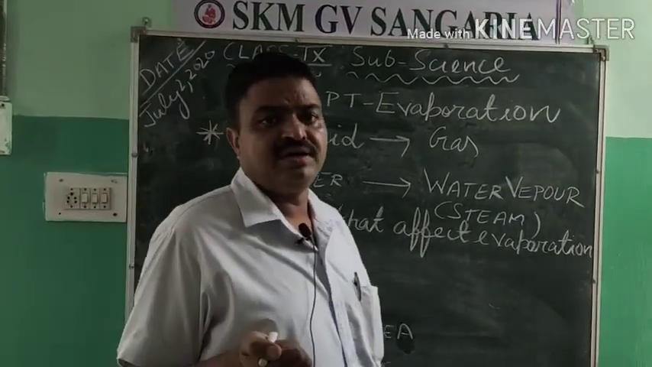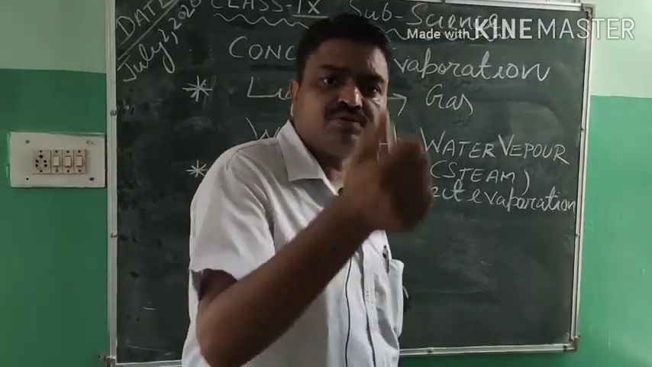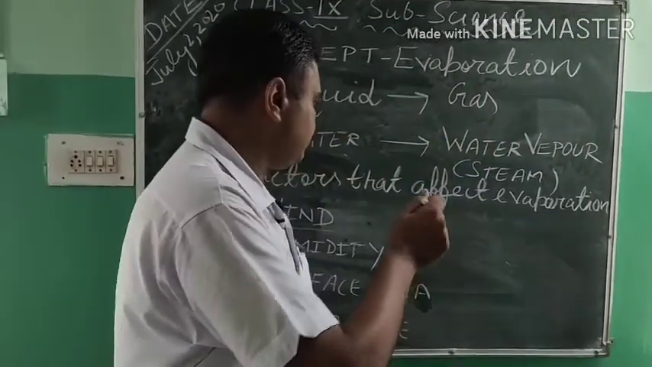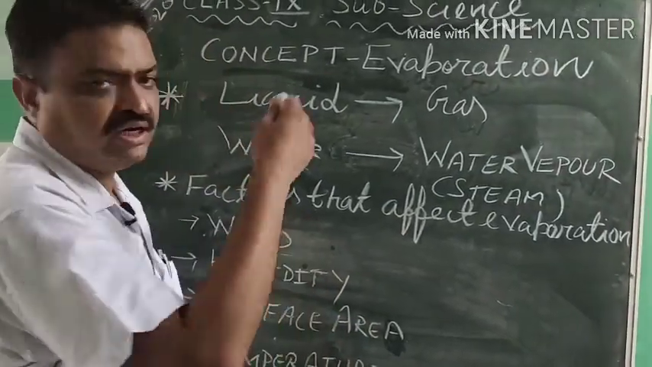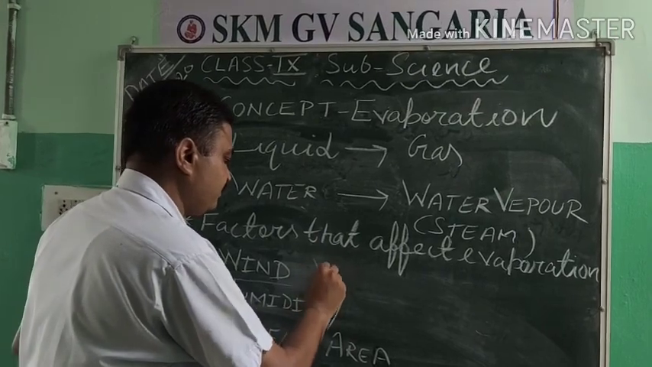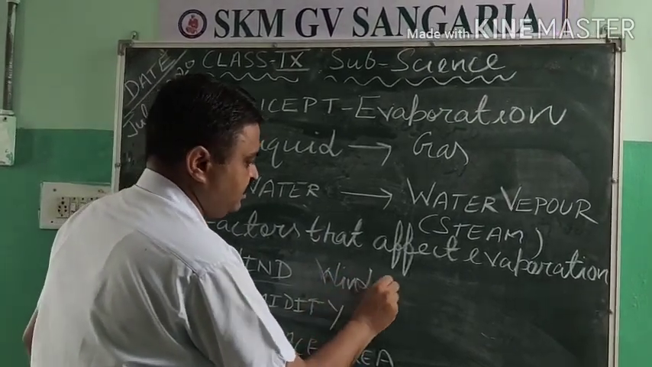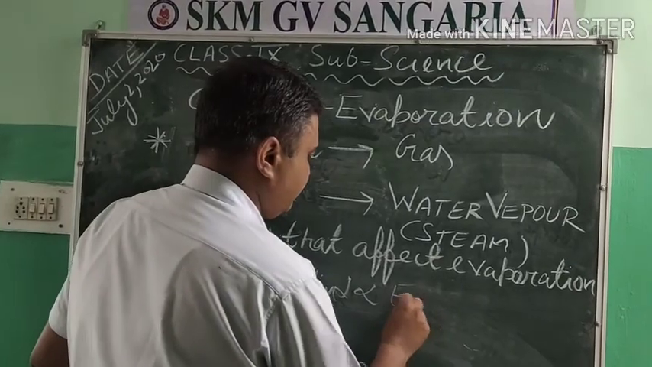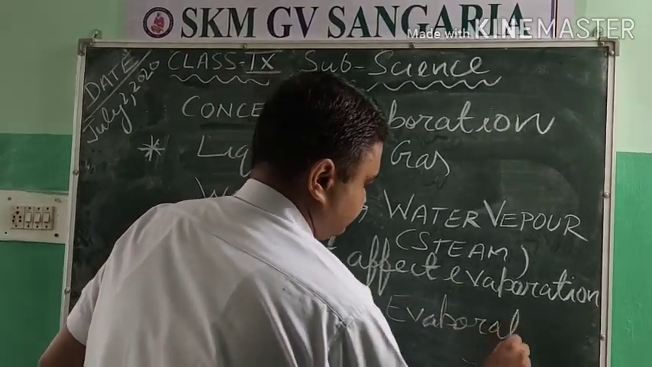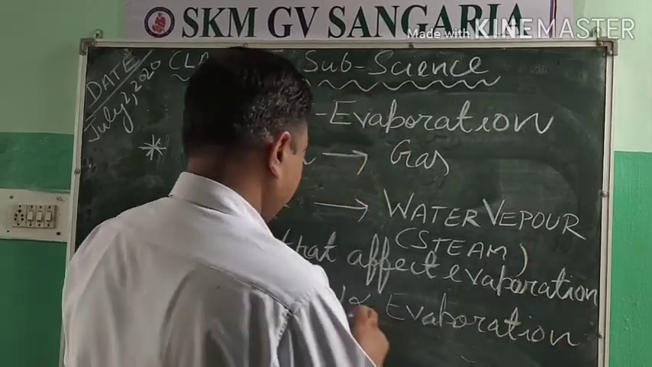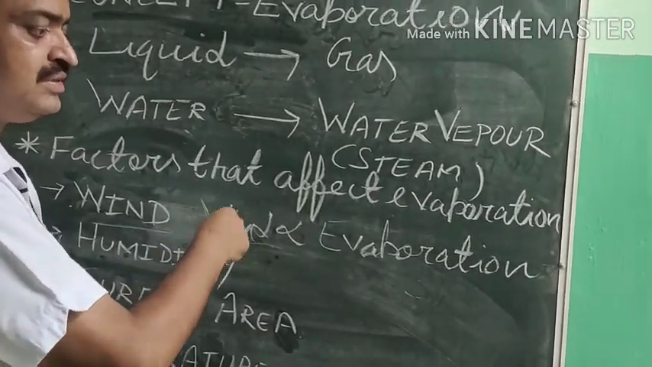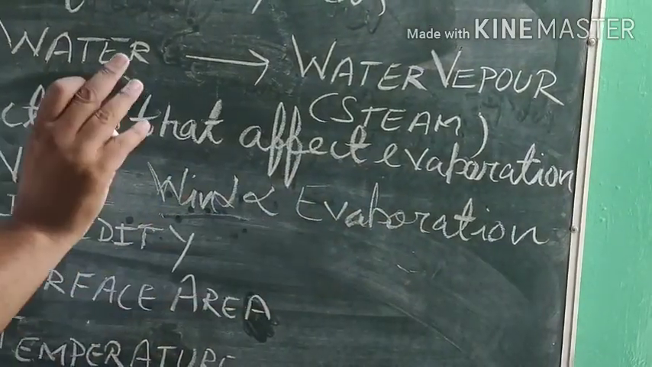As you know, the wind also has speed. Due to the speed of the wind, the evaporation speed is also increased. We can say that wind is directly proportional to evaporation. What does it mean? It means if the speed of the wind is increased, then the evaporation will be increased.